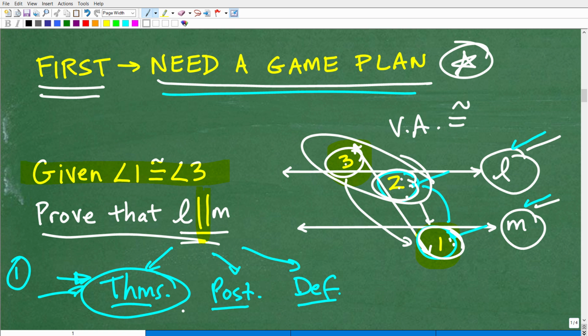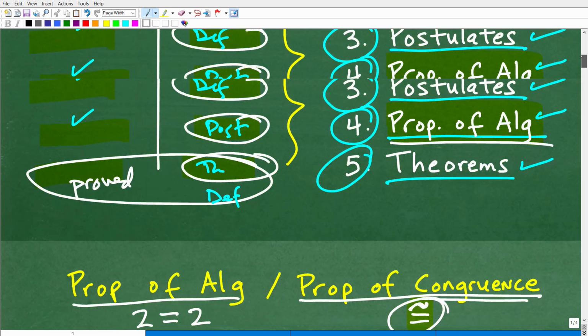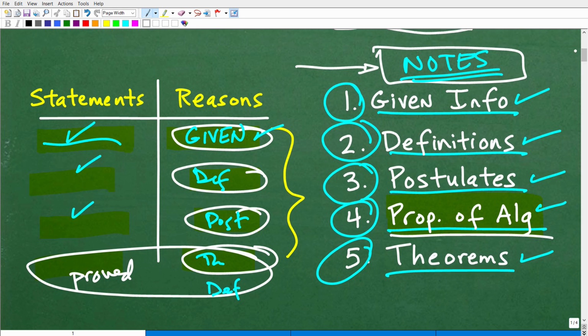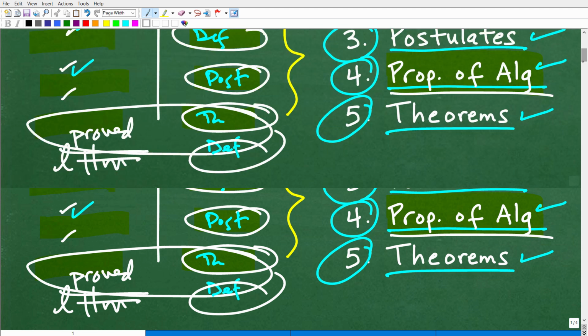So with that being said, if you want to try this on your own before you see my final answer, what you want to do now is make a statement, which is typically going to be the given, and then use a definition, postulate, property of algebra, congruence, or theorem to walk through. Your final statement is always going to be line L is parallel to line M in this particular case, because of your final reason. So this is what you're going to think through. We have a game plan, so now we have to tell that story.